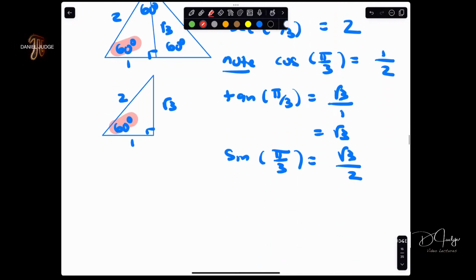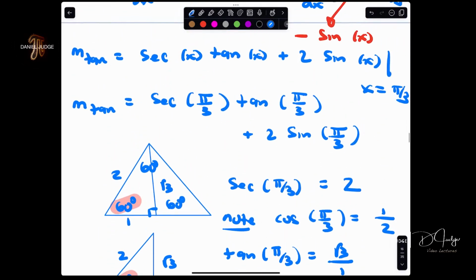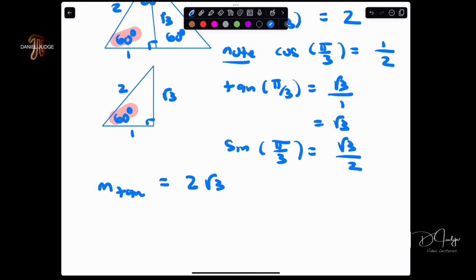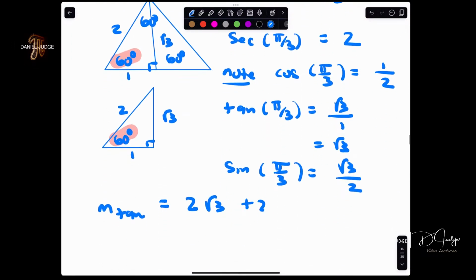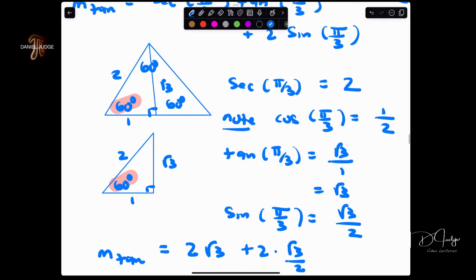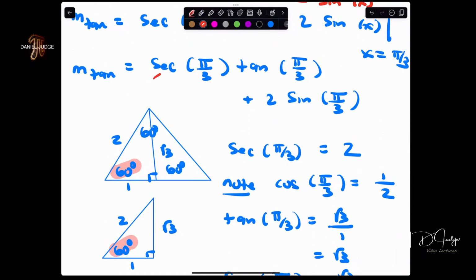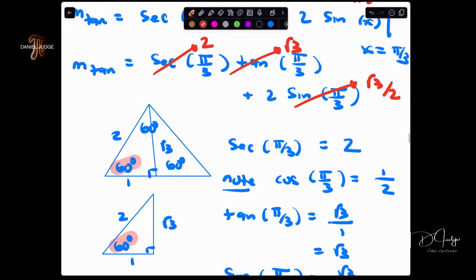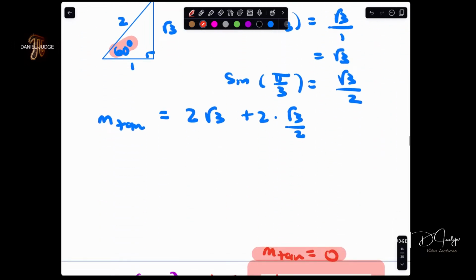Now, all together then, you can say, what is our M tangent? M tangent will be the secant, this is 2. Tangent is the square root of 3 plus 2 times the square root of 3 over 2. So let me double check here, okay? We don't want to make a mistake. So this one we know is 2. Tangent, we said, was square root of 3. Sine 60, square root of 3 over 2. So it looks like 2 square root of 3 plus square root of 3 makes that 3 square root of 3. So M tangent is 3 square root of 3, ladies and gentlemen.